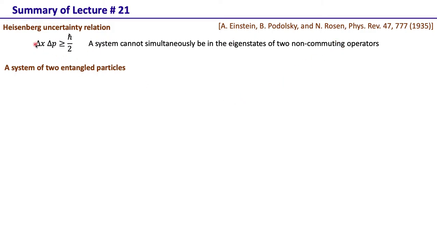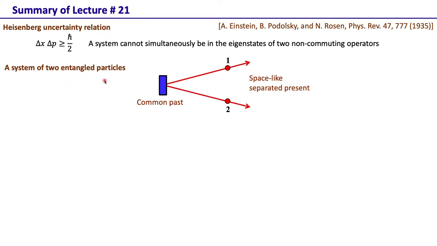Now they use this fact, and then they consider a system of two entangled particles, and in the context of two entangled particles, they show that the Heisenberg uncertainty relation is apparently violated. So they point out that this is inconsistent and a theory should not have such inconsistency. Hence quantum mechanics is probably an incomplete theory. Okay, so let's look at their arguments for two entangled particles.